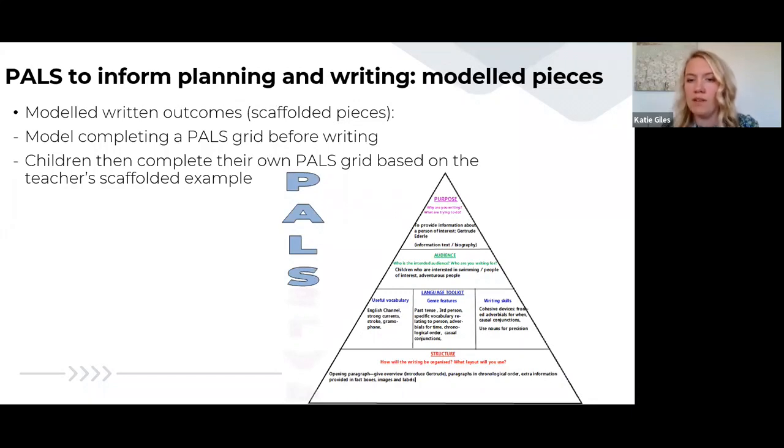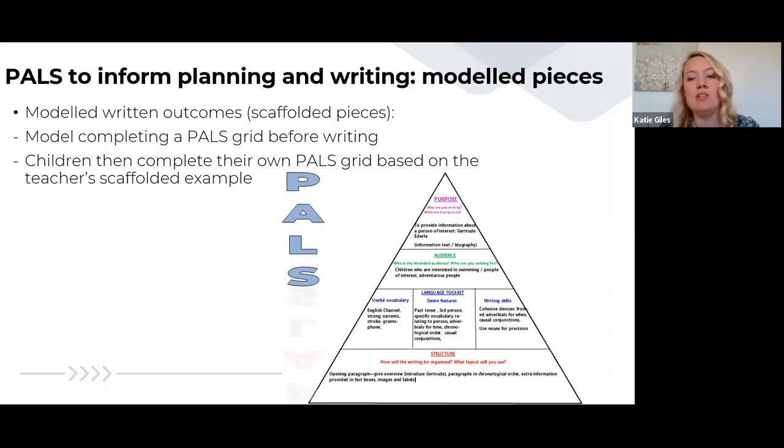In terms of the genre features, well, I'm going to make sure that it's just past tense, okay? It's going to be written in third person. I'm going to have specific vocabulary that relates to Gertrude. I'm going to be using my adverbials for time to show that it's written in chronological order. And I'm also going to be using some causal conjunctions. And in terms of those writing skills, well, I'm going to draw on what I saw from the analysis, and I'm going to be using those cohesive devices. So I'm going to have my fronted adverbials for when, I'm going to have my causal conjunctions, and I'm also going to be using those nouns for precision.